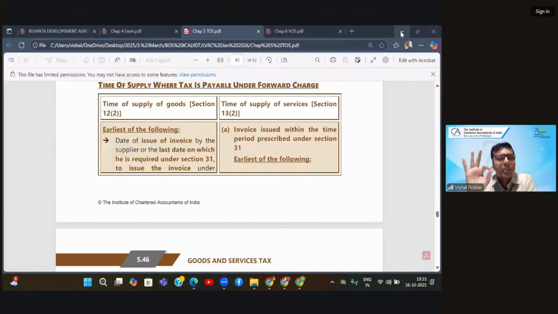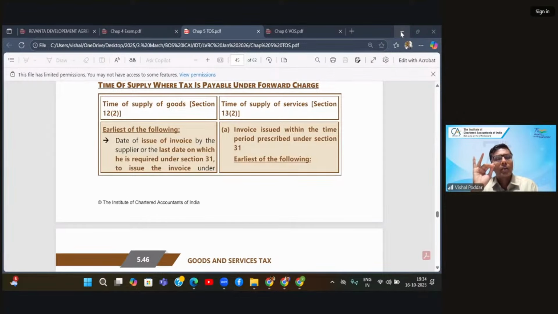So there are three dates, you have to take earliest. However, for time of supply of goods under forward charge, you will ignore one date, and that is the date of payment. Why you will ignore? Now, interestingly, if you see section 12, which is dealing with time of supply of goods, it is still having reference of this third date, that is the date of payment. However, by way of a notification which was issued in November 2017, that is in the first year of GST itself, they have removed the reference to this date.